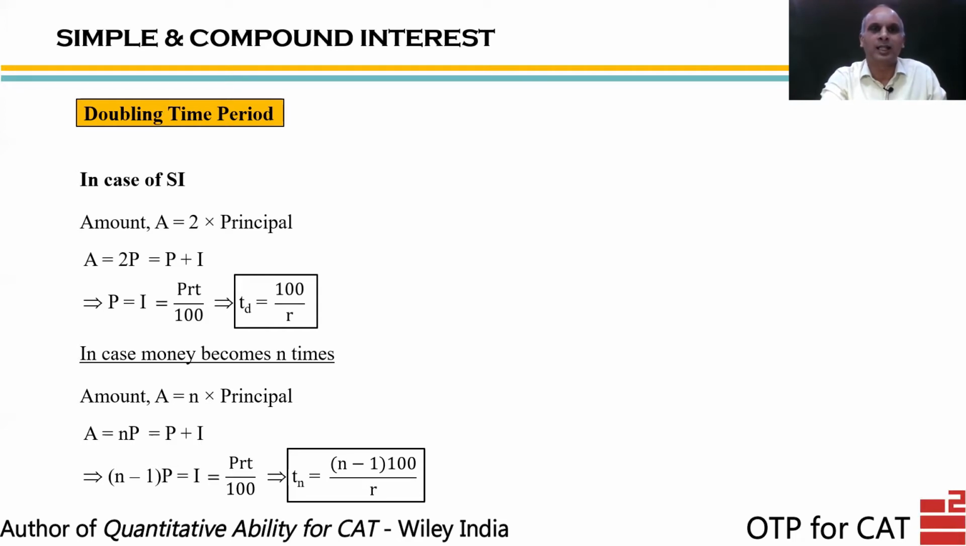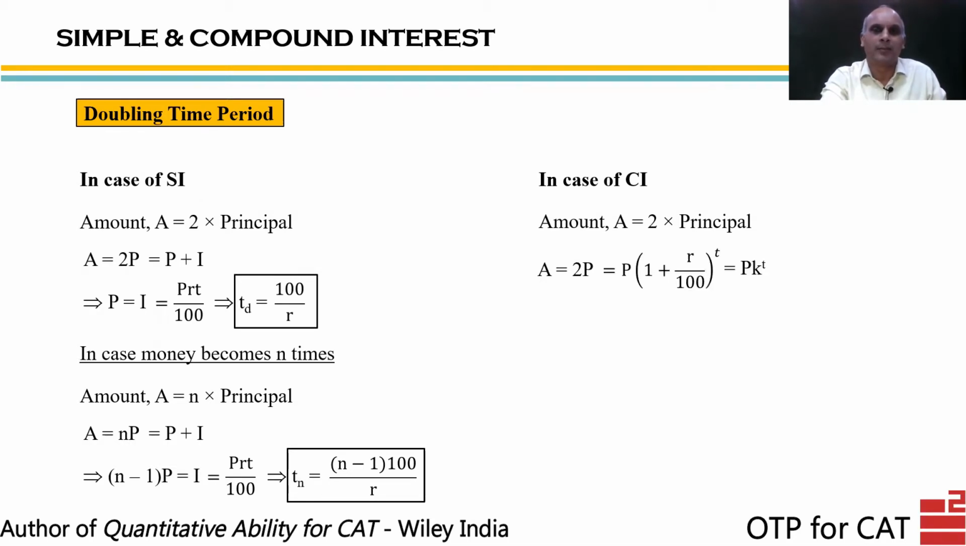Now let us move our attention to the compounding situation. So in case of CI, what happens? Amount again is twice the principal. Now the amount formula is P into K to the power T, as I've written here. So K to the power T equals 2 becomes the formula for finding the doubling time period. Although I believe that this will be calculation intensive.